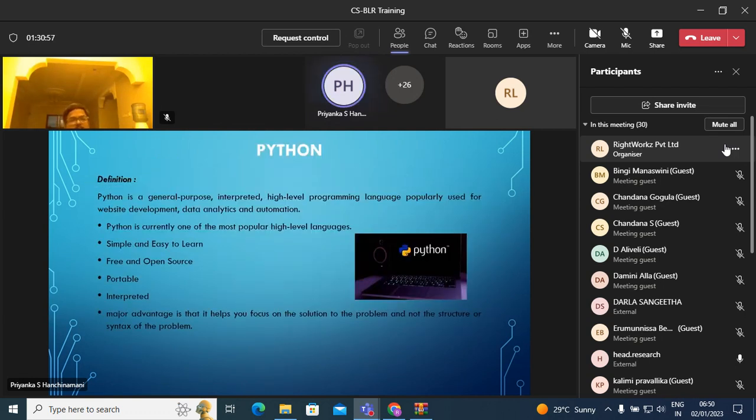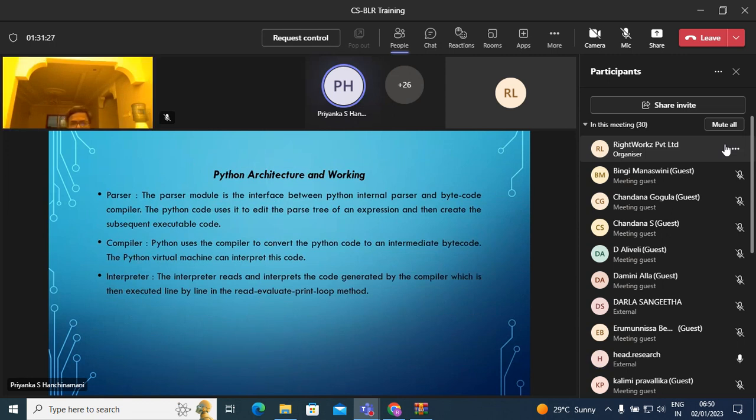Next is Python. Python is a general-purpose interpreted high-level programming language popularly used for website development, data analytics, and automation. Python is currently one of the most popular high-level languages. It is simple and easy to learn. It is also free and open source. It is portable and interpreted. The major advantage is that it helps us focus on the solution to the problem and not on the syntax. There are components of Python architecture and working.